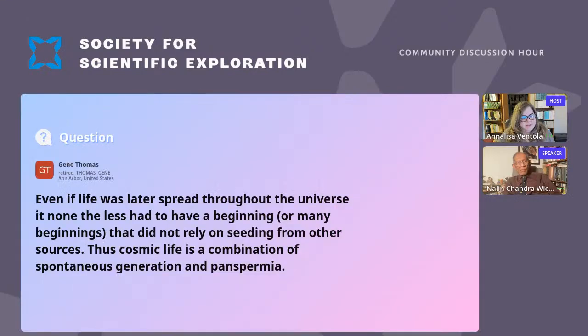One is I had a question of my own, and I see other people are thinking similar things. You were talking earlier about the initial cosmic legacy that is responsible for this panspermia. And then we also have Jean Thomas, who had a comment that even if life was later spread throughout the universe, it nonetheless had to have a beginning or many beginnings that did not rely on seeding from other sources. Thus, cosmic life is a combination of spontaneous generation and panspermia.